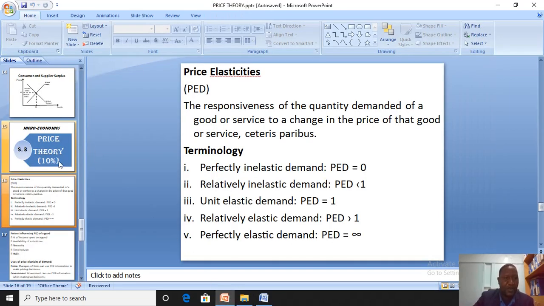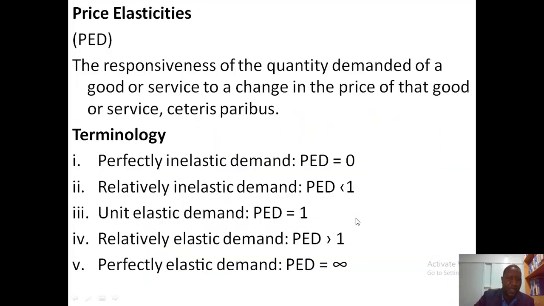Let's get back to our original page. So those are the terminologies that I wanted to explain concerning the price elasticity of demand. At least we've got a clue. The other thing that I need to mention at this stage is how to calculate the price elasticity of demand, PED. How do we calculate PED?